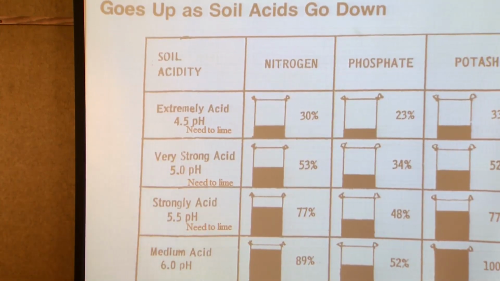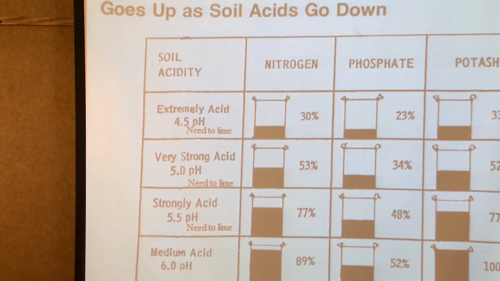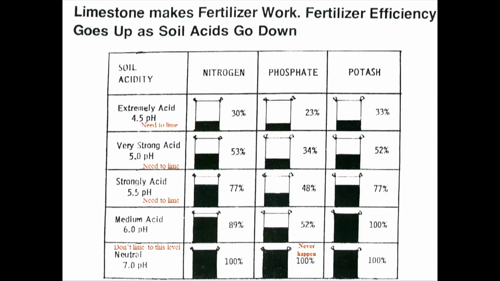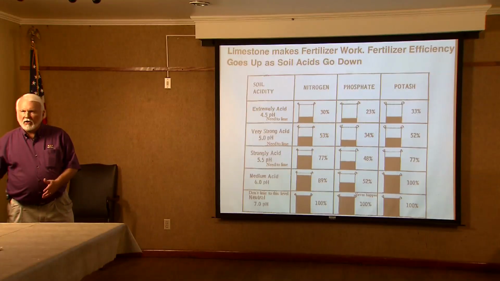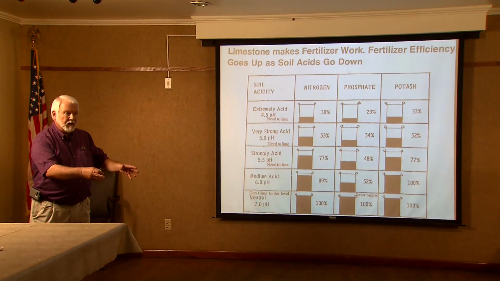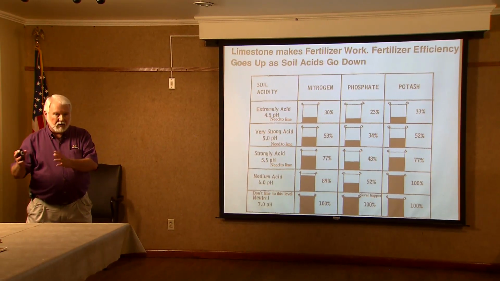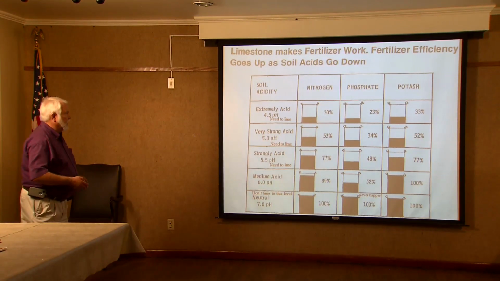And if that wasn't dramatic enough, let's look at it in this light. You have an extremely acid soil with a pH of 4.5. You need to lime unless you're growing blueberries. Okay? You're getting the use of about 30% of the nitrogen, 23% of the phosphate, and maybe 33% of the potash that's native in the soil, and or that fertilizer that you put out in your garden, lawn, or landscape. So you're needing to lime.